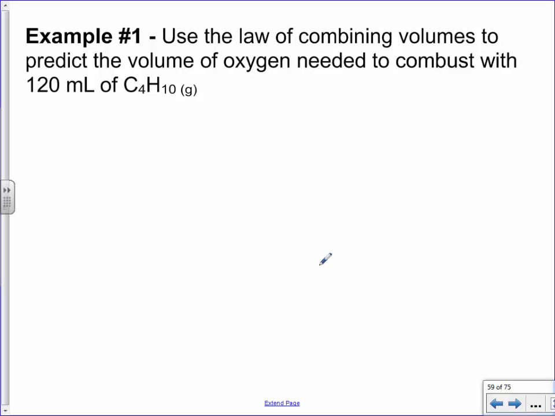Let's say that you wanted to predict the volume of oxygen needed to combust C4H10. By the way, anybody know what C4H10 is? It's fine if you don't. I wouldn't expect you to. I was just curious. It's butane. We're going to use butane in one of our labs, actually. It's very hard for me to get a hold of gases that we can use, so one of the gases I use is butane gas out of a lighter.